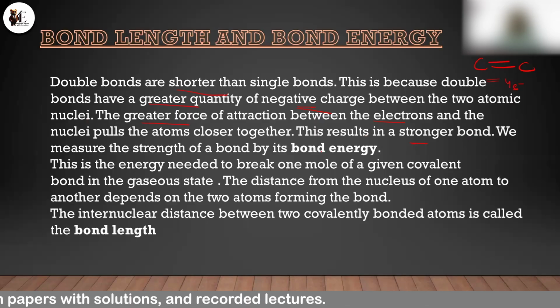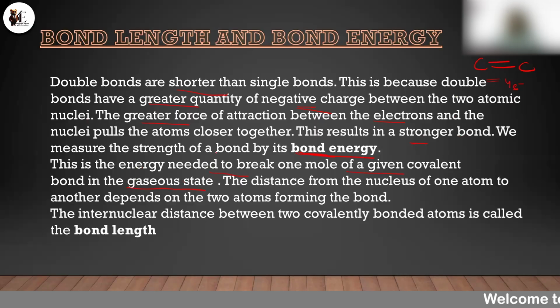So we measure the strength of a bond by its bond energy. What is bond energy? Energy needed to break 1 mole of a given covalent bond in the gaseous state. Why in the gaseous state? Because we have to make sure that it is free from any other interaction. So we take gaseous state.